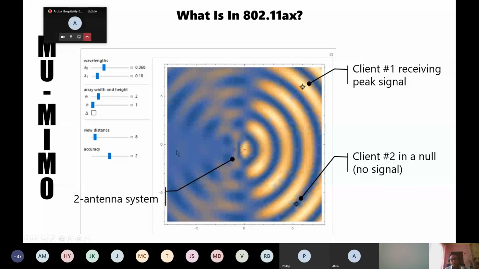By using the different antennas, and if I have more antennas, the better I can control it. I can shape the beam. That is how MU-MIMO works.